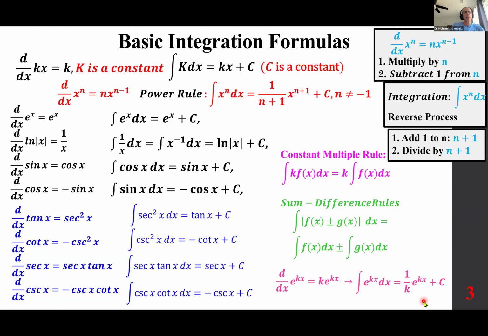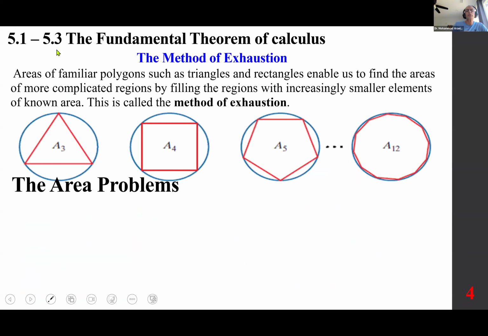Now, 5.1 to 5.3, the fundamental theorem of calculus, we're going to start with the method of exhaustion. Areas of familiar polygons, such as triangles and rectangles, enable us to find the area of a more complicated region by filling the region with increasingly smaller elements of known area. This is called the method of exhaustion.